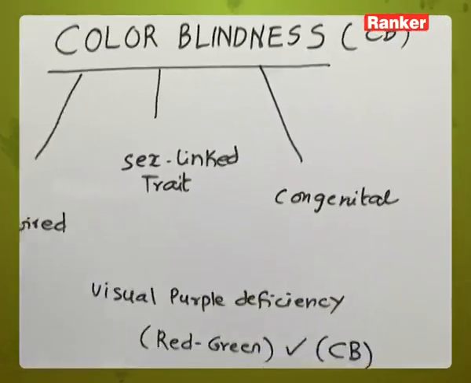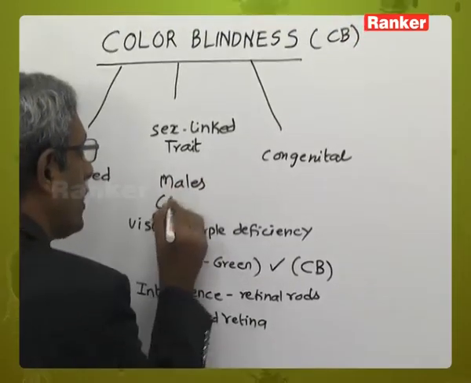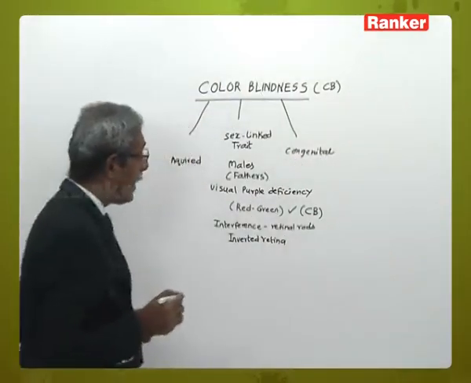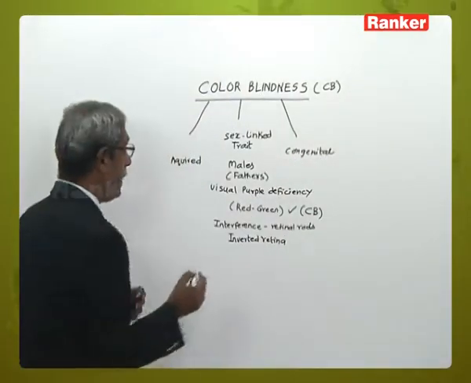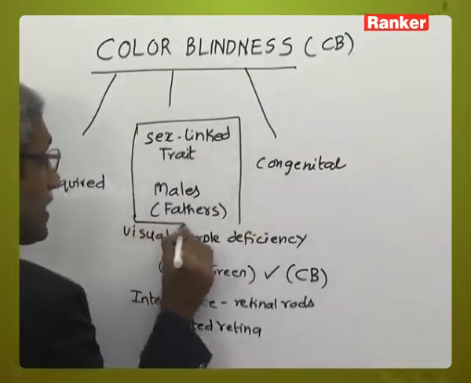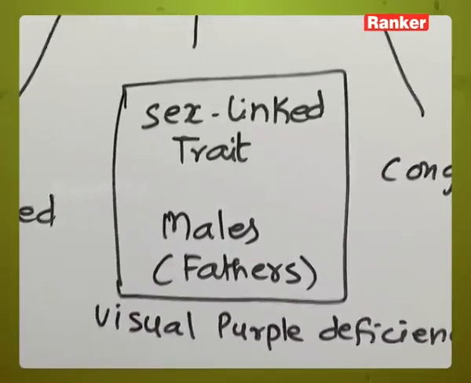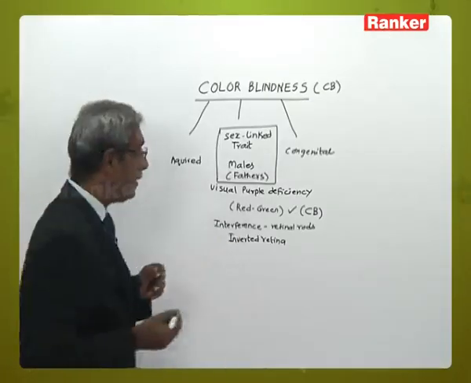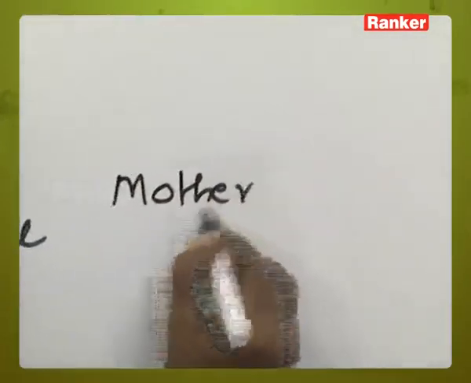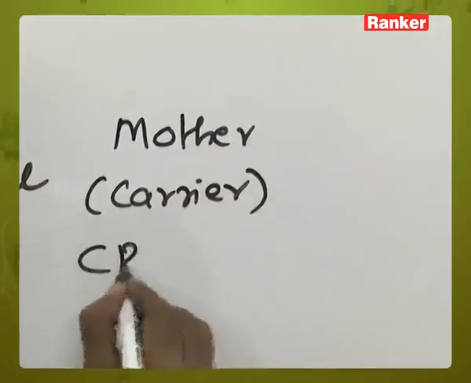Color blindness is common in males or the fathers. So, color blindness is inherited commonly among the males or in the father. Hence, you call it a sort of sex-linked pattern of inheritance. For color blindness, again, mothers are the carriers. The mother is the carrier of the color blind gene.